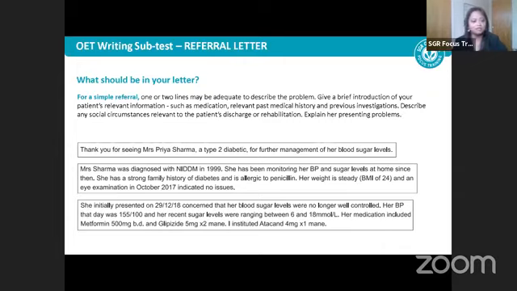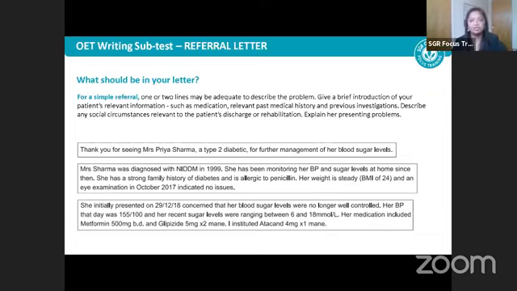So for a simple referral letter, 1 or 2 lines may be adequate to describe the problem, and you need to give a brief introduction of your patient's relevant information, such as their medication, the relevant past medical history, and previous investigations. You might also need to describe their social circumstances, if it is relevant to the patient's discharge, if it is relevant to your reader, and explain their presenting problem as well.